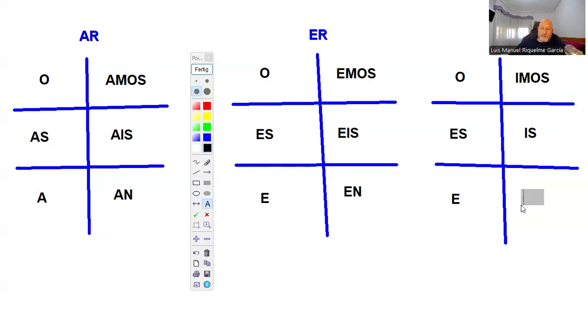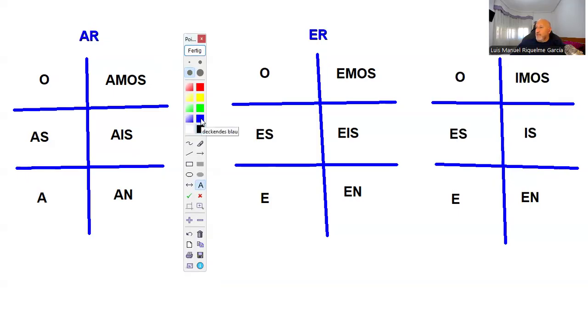And they, en. So this, and this, it's the same for ER and IR. Only these two boxes are different. What verb can you conjugate that is an IR regular? For example, the verb vivir, to live, I live in Los Alcázares, I live.